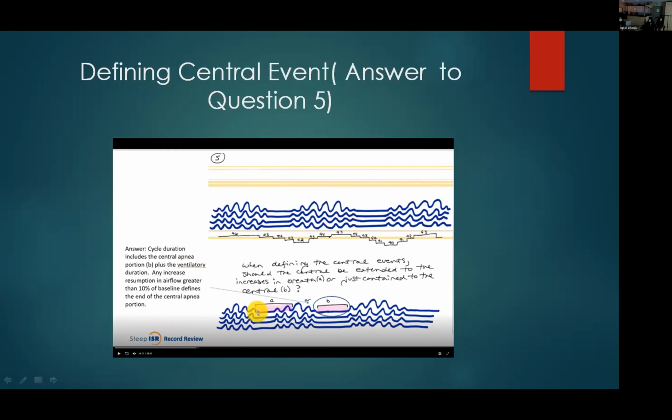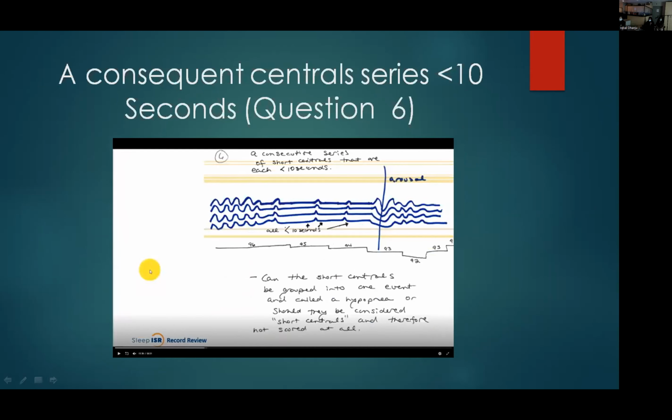That's what they say here. This is another scenario which we usually see in our records as well. Say there are many central portions divided by some kind of fluctuation here. So whether to score this as a central or ignore and go, or we score this as a hypopnea. If it meets the criteria to score as a hypopnea, we need to score the whole event as hypopnea.